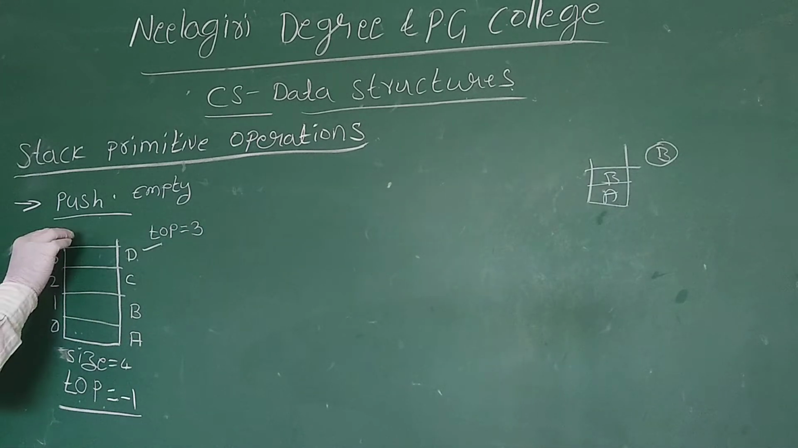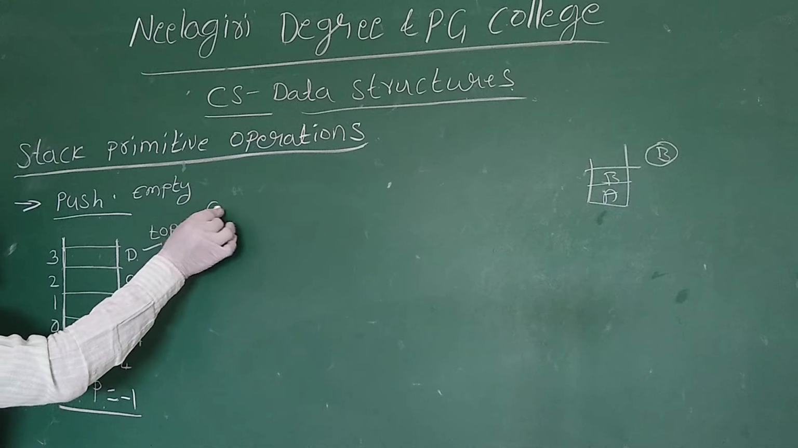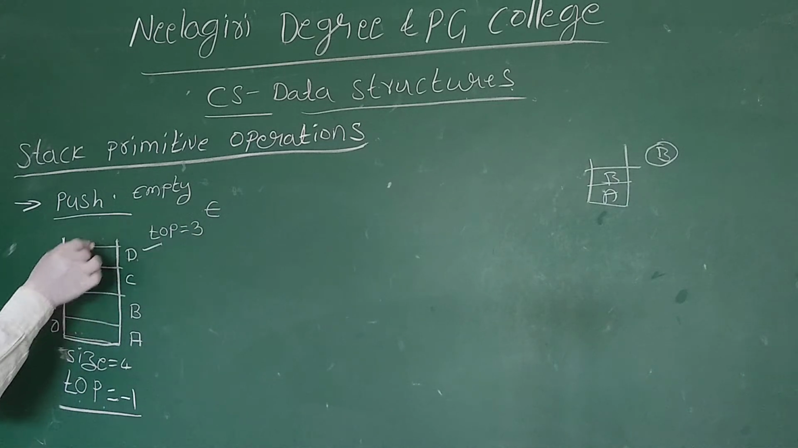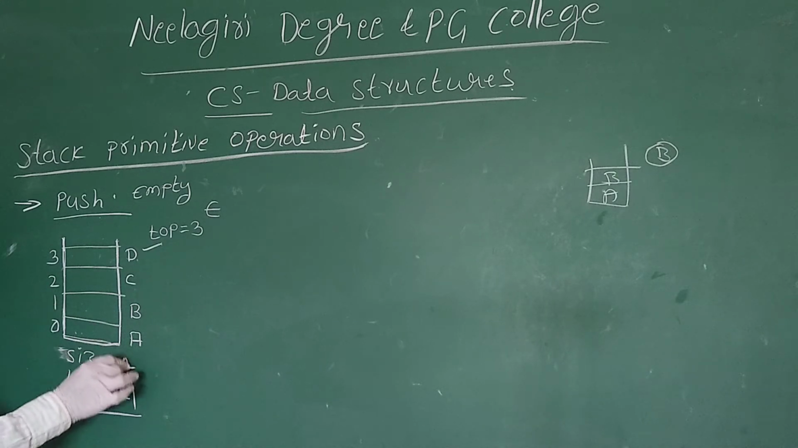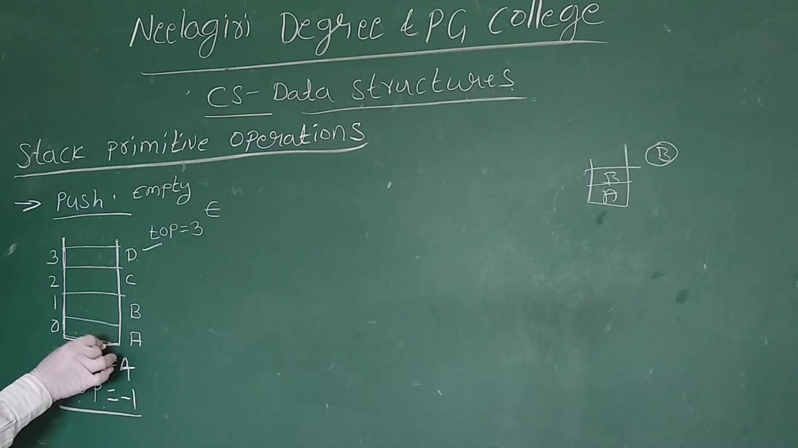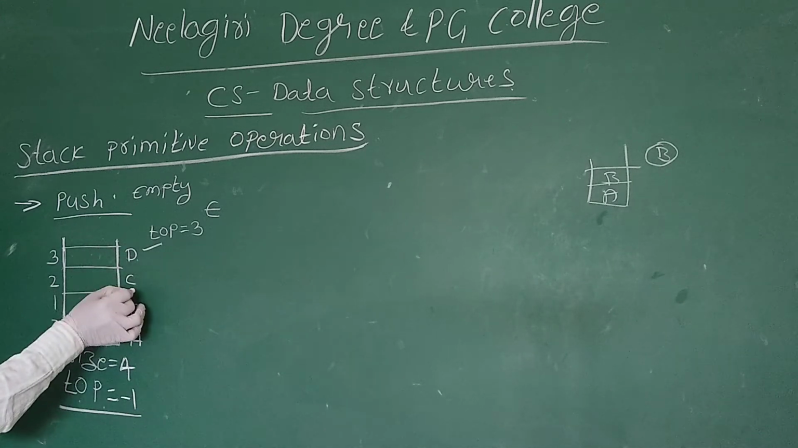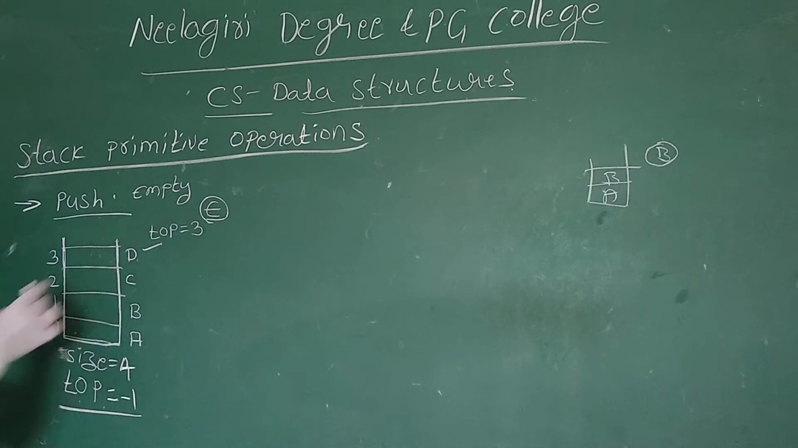Now tell me, can you insert one more element into the stack? For example, I want to insert an element E also into the stack. Is there an empty space in the stack? No, because the size is 4 only. We can store only 4 elements in the stack. Already 4 elements are there. We cannot insert any more elements.